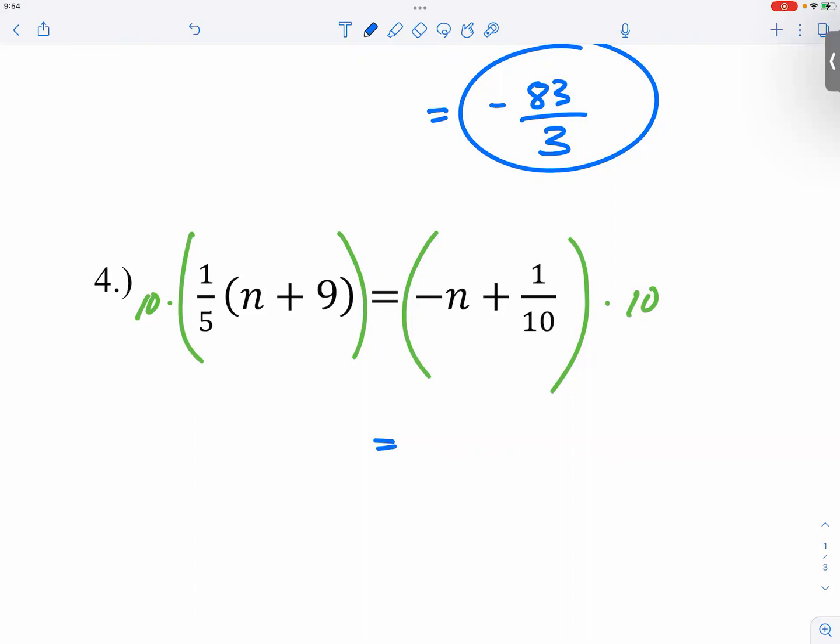So on the left, you should see this. Again, it does not need any kind of distribution because we're just multiplying. On the right, we will need to distribute. Okay, we will need to distribute.